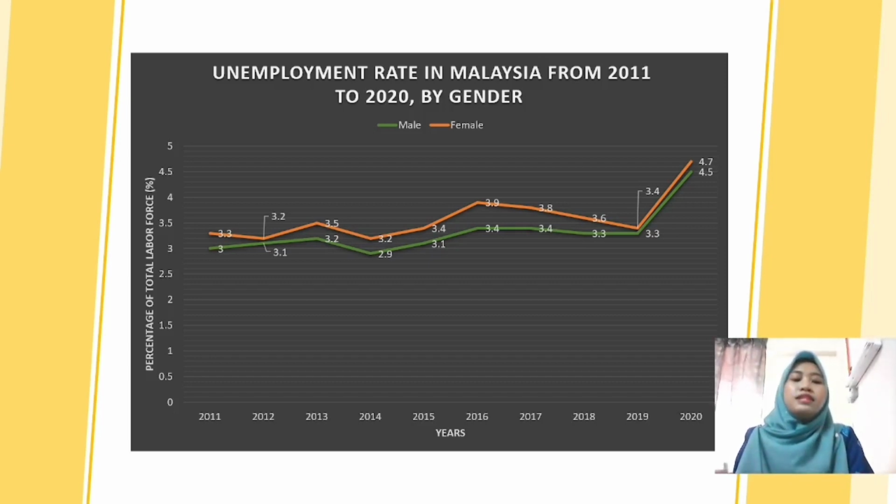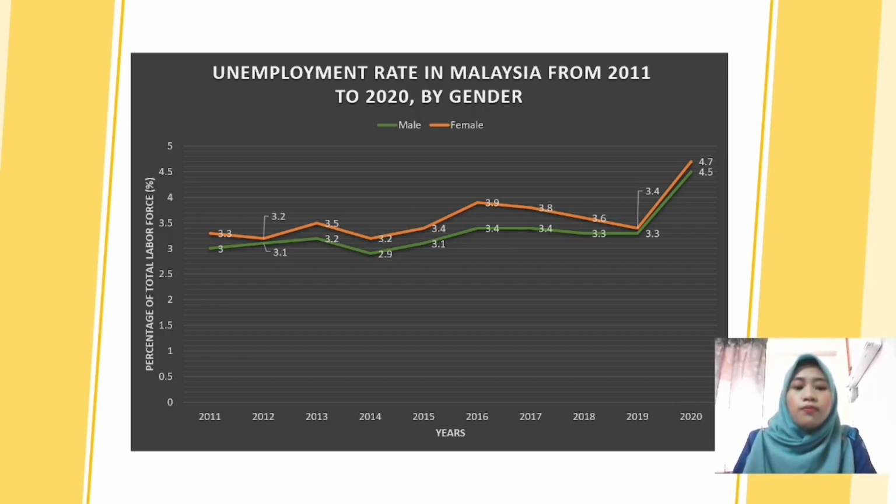In 2017, the unemployment rate of male remained constant at 3.4%, but slightly decreased to 3.3% the next year. The unemployment rate for female went down a little to 3.8%. During year 2018, the unemployment rate for both genders declined, as for male it decreased to 3.3%, while for female it slipped down to 3.6%.